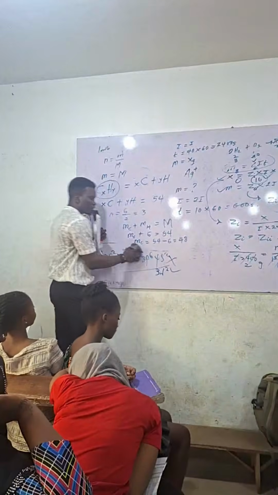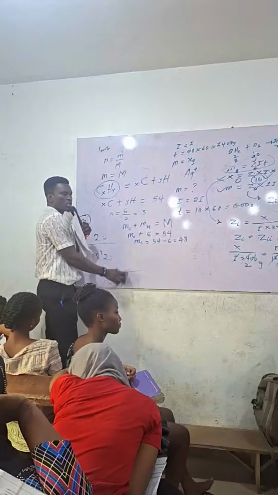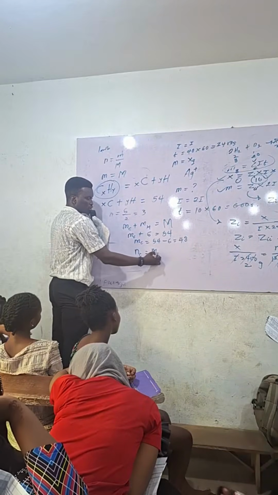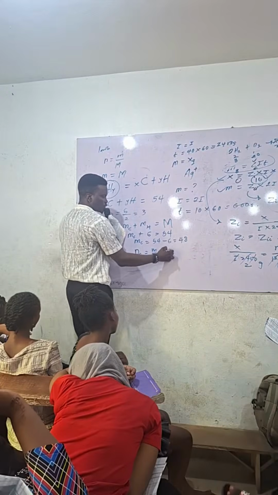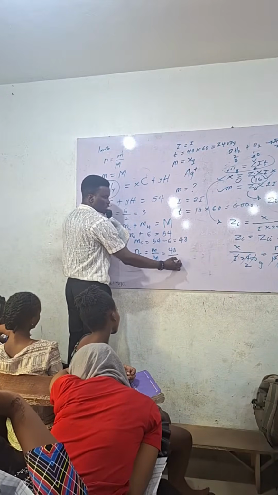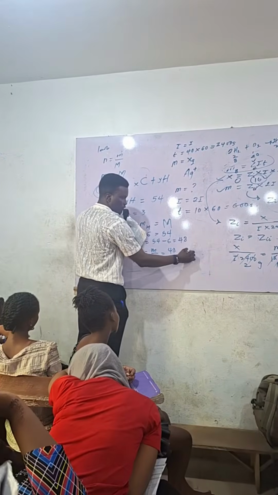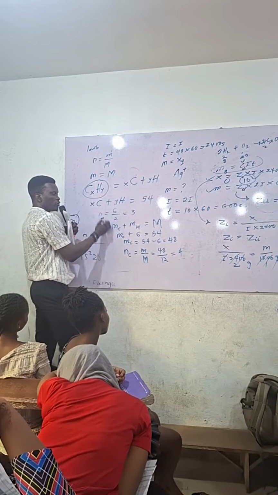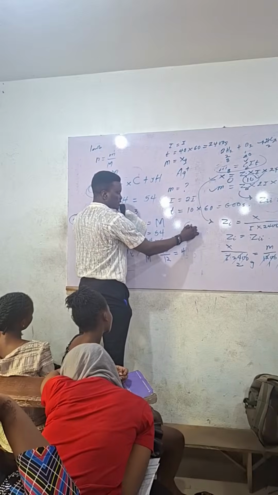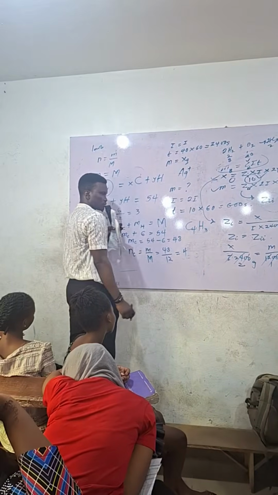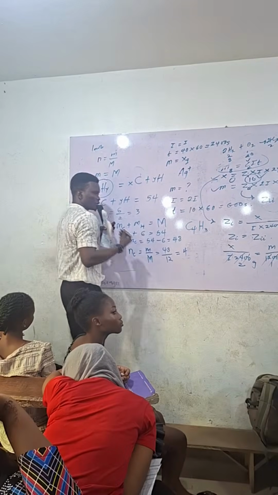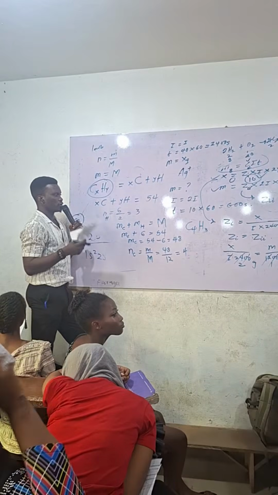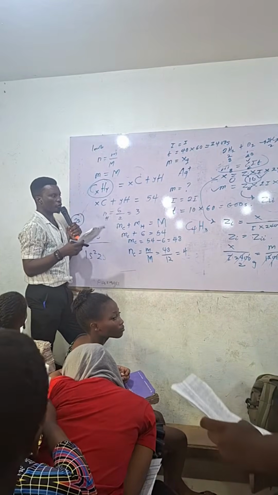So now that I know the mass of carbon, I can calculate the number of moles of carbon. The number of moles of carbon is the mass of carbon over the molar mass of carbon, and that's going to be 48 over 12. What's the number of moles of hydrogen? 3. Is that correct? No.